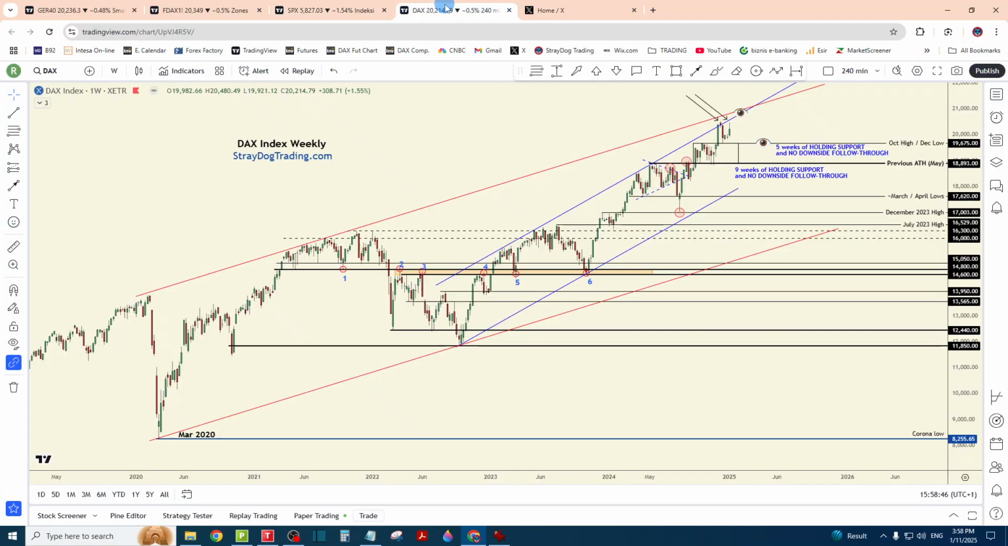Now going higher to weekly charts, on these highs you see that they really couldn't go much above the upper end of the blue channel. Blue channel is holding the price for around 2 years and slightly more, while this red one is holding the price for around 4.5 years. In the first push higher here above the previous all-time high, which was the May high, market held there 9 weeks, with no downside follow through. Now here the market is at 5 weeks of holding support and no downside follow through.